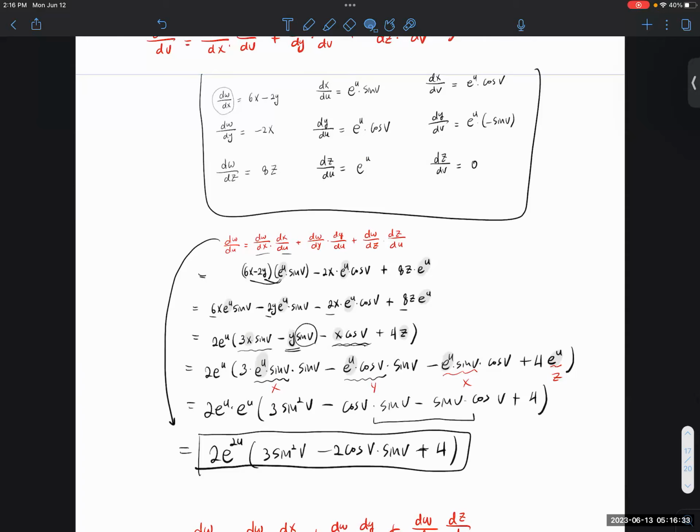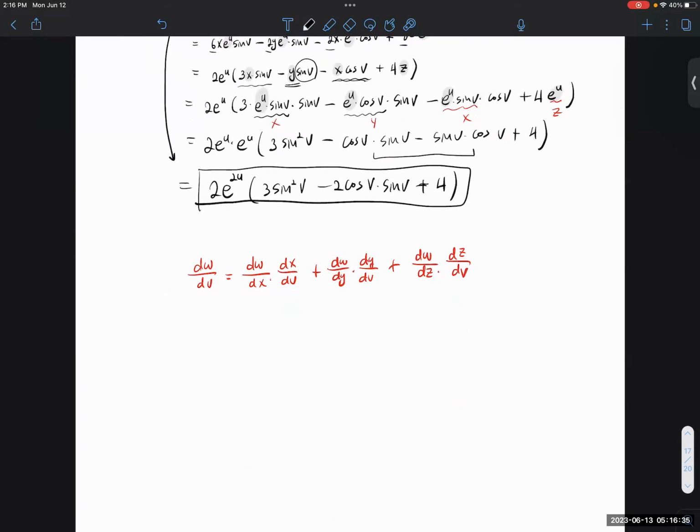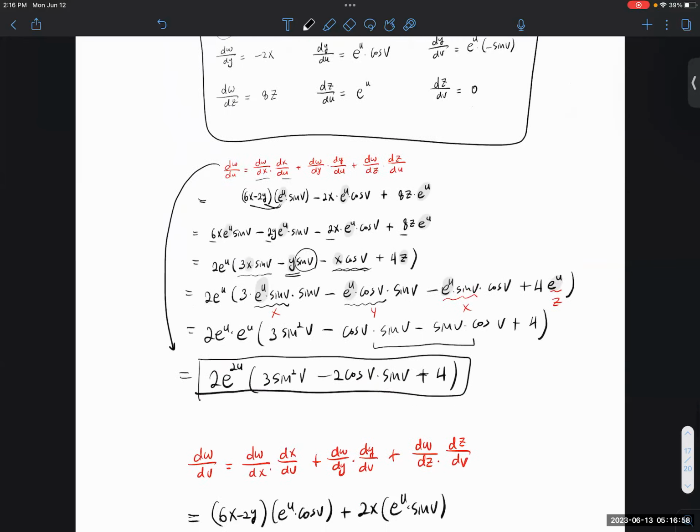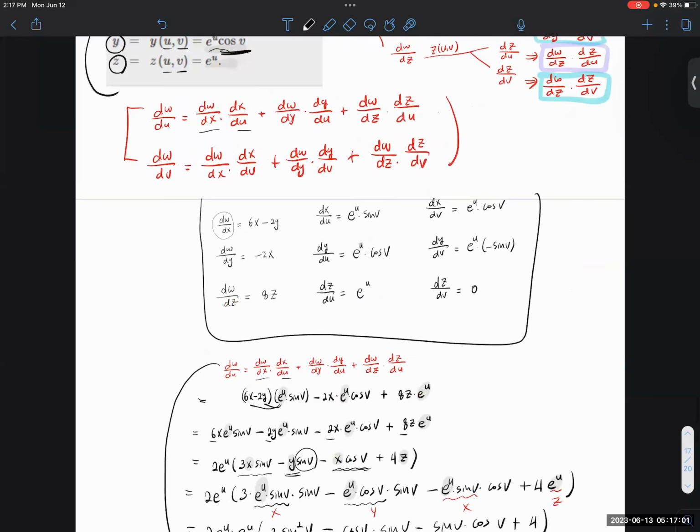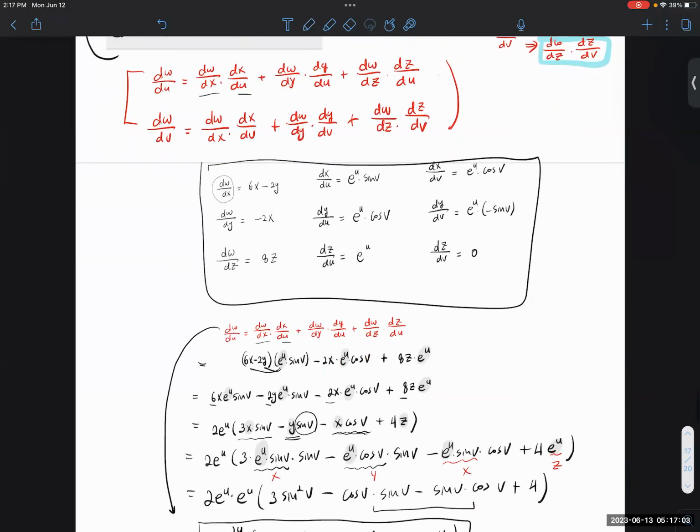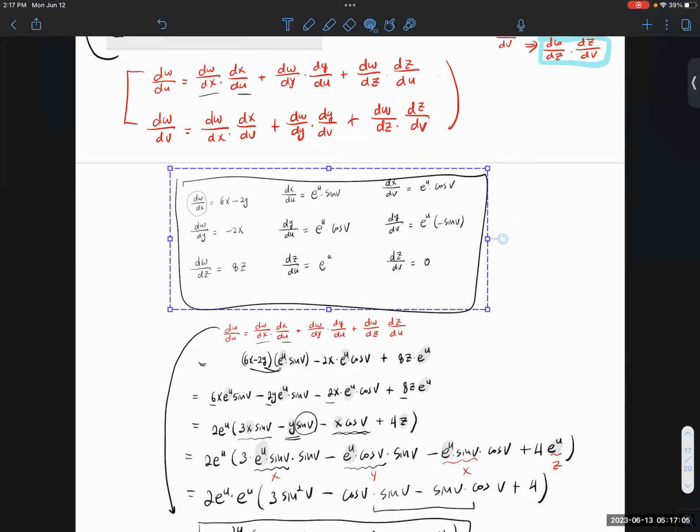Plugging in, we already have that. So that is going to be dw dx, we know, 6x minus 2y, dx over dv this time. So e to the u cosine v. And then this is a 2x, dw dy, dy over dv, e to the u sine v. So I'm just plugging in. We know each component, we have all of them here. So you can get it right there.